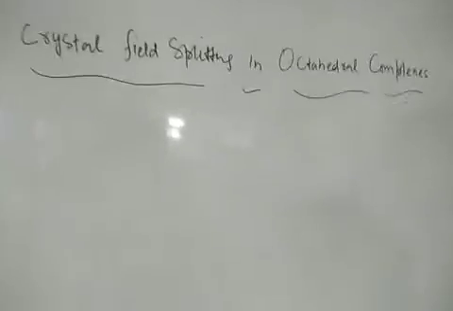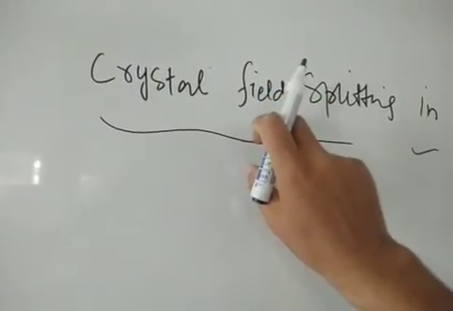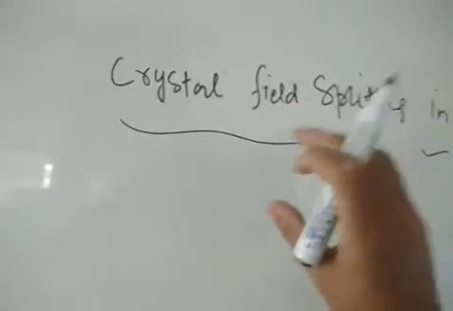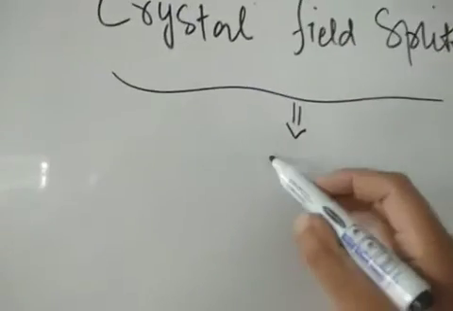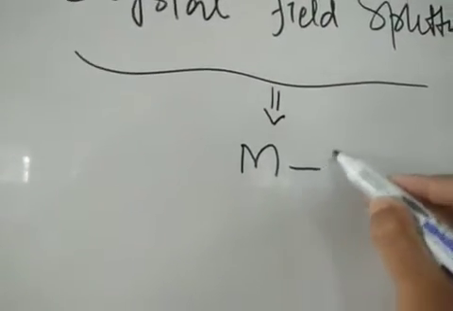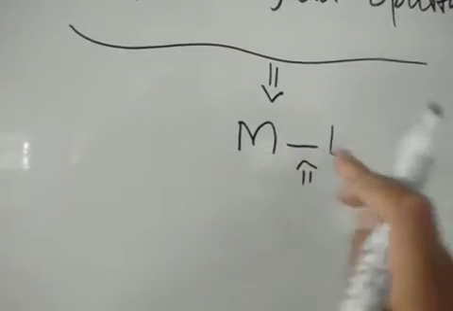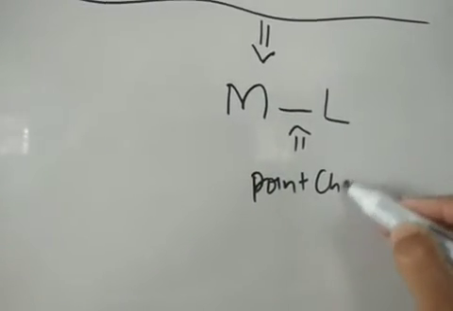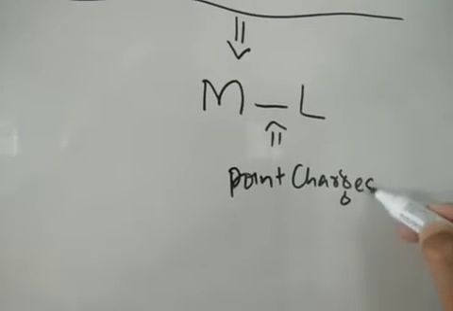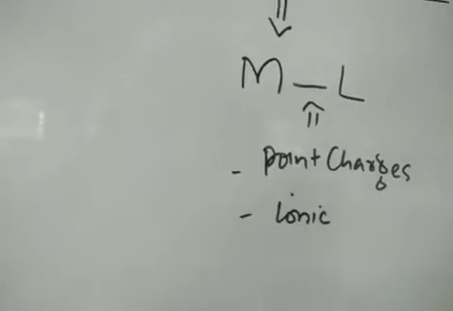So we are back with our next class, that is the crystal field splitting in octahedral complexes. We started crystal field splitting in the last class, where we discussed the basics of crystal field theory. In a nutshell, we said that the bond between metal and ligand is purely an ionic bond. That means the metal and ligand are actually behaving like point charges. So the bond is basically an ionic or electrostatic bond.